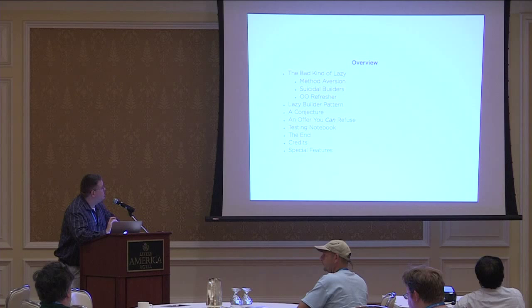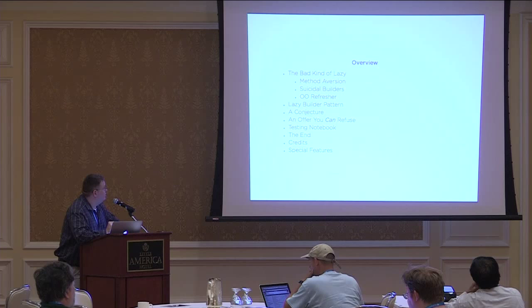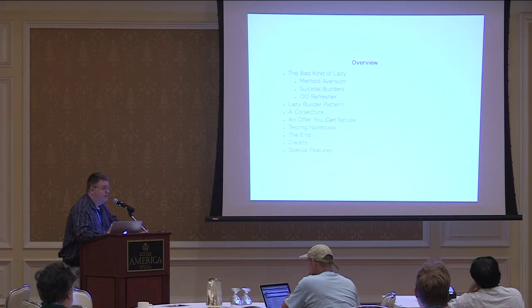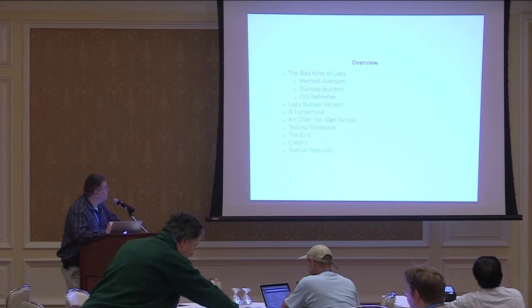A lot of this is talking about laziness, and laziness in the context of what we were doing. I have a little bit of editorial on why we had some of the trouble with the laziness. Then we talk a little about coercion. That's the offer you can refuse. A little bit of note on testing, the end, and if I did this too quickly, then I have some extra stuff we can look at. And if I have way too much, then we'll hurry up real quick at the end.